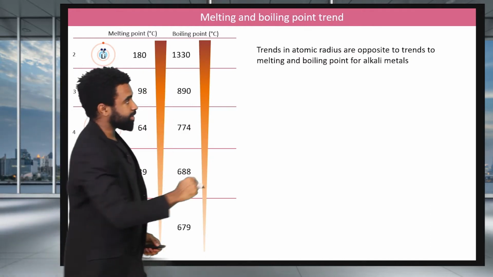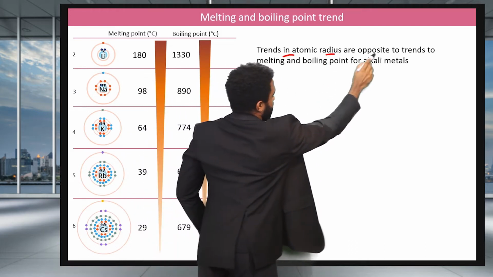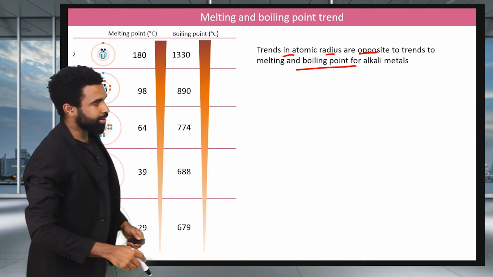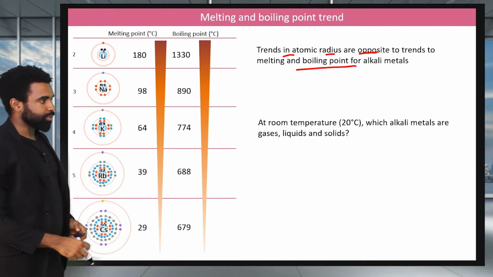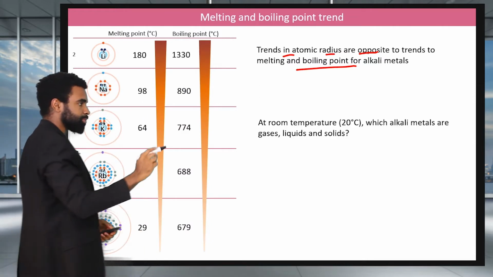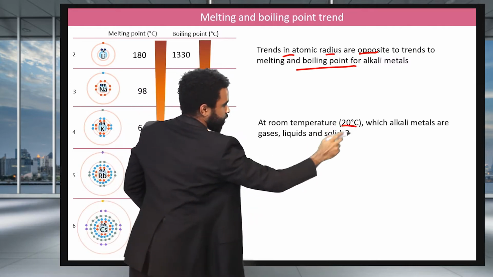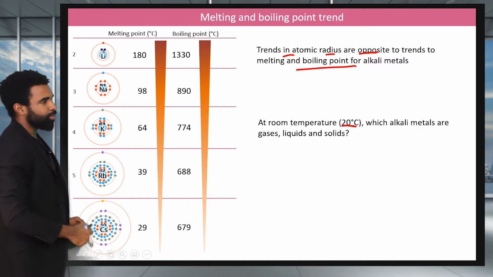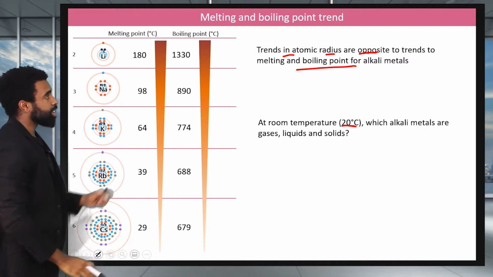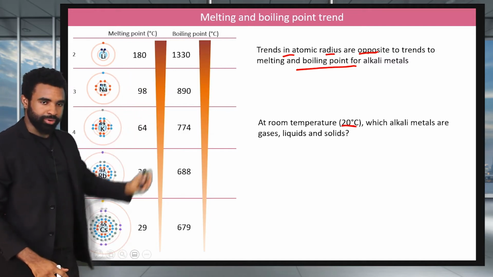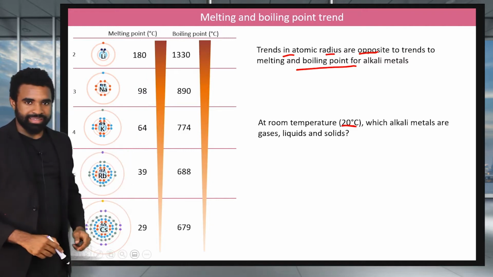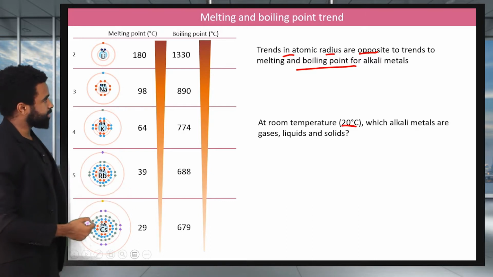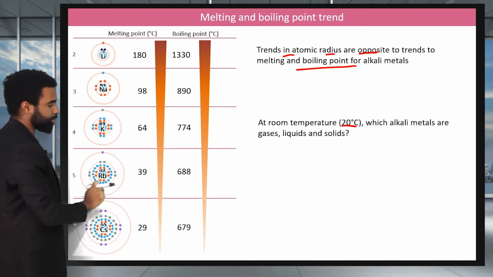trends. I write that the trends in atomic radius are exactly opposite to trends in melting and boiling point for alkali metals. Okay? So here's a question for you. At room temperature, that's 20 degrees C, which alkali metals are gases, which are liquids, and which are solids? Pause the video and try to think through what the melting and boiling point mean, and therefore which would be gases, liquids, and solids.